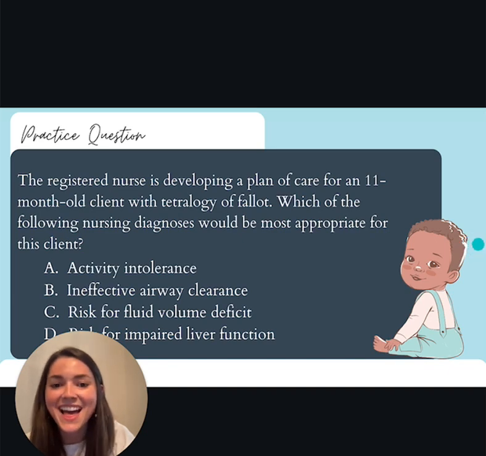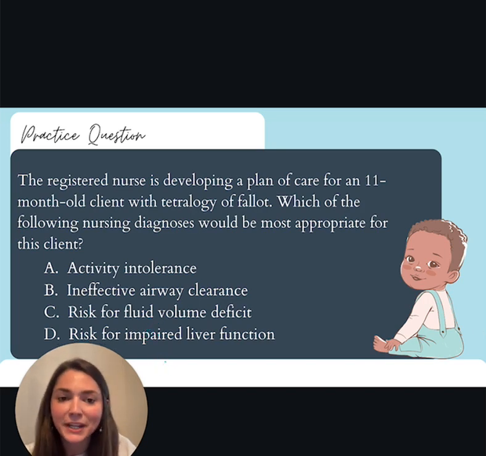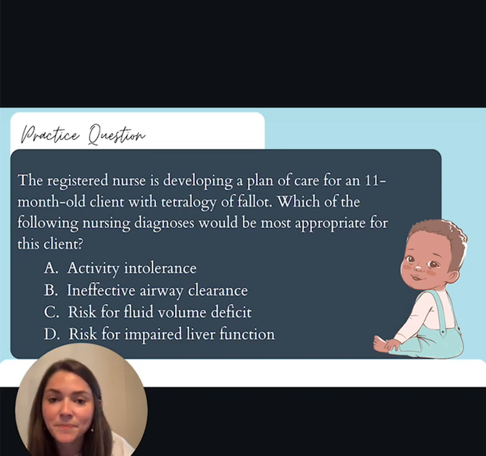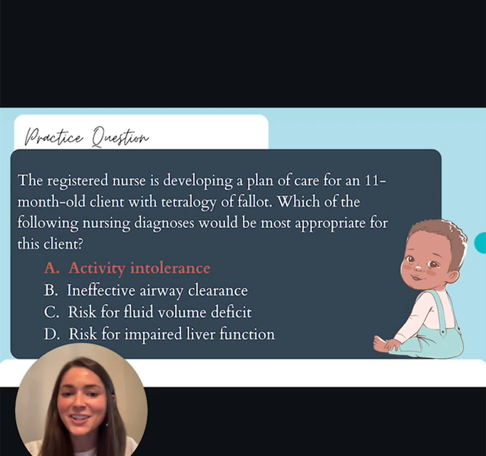Okay, friends, let's end this video with a little practice question here. So the registered nurse is developing a plan of care for an 11-month-old client with Tetralogy of Fallot. Which of the following nursing diagnoses would be appropriate for this client? And if you need a minute, go ahead and pause this video. Okay, I know you all got this one.